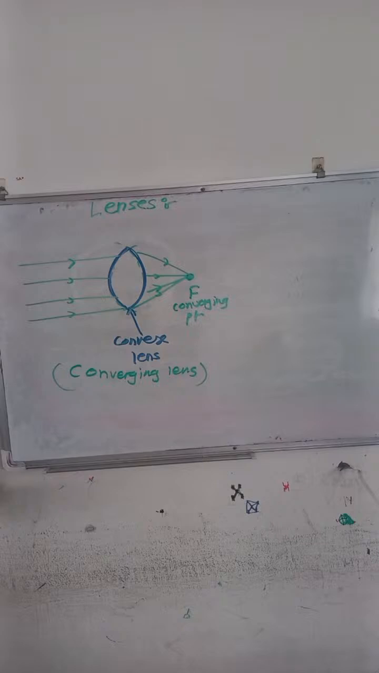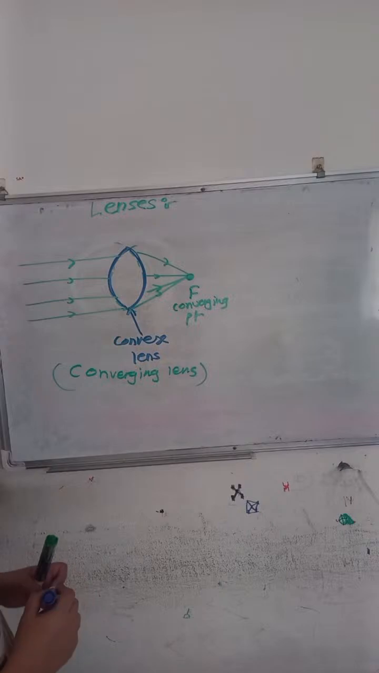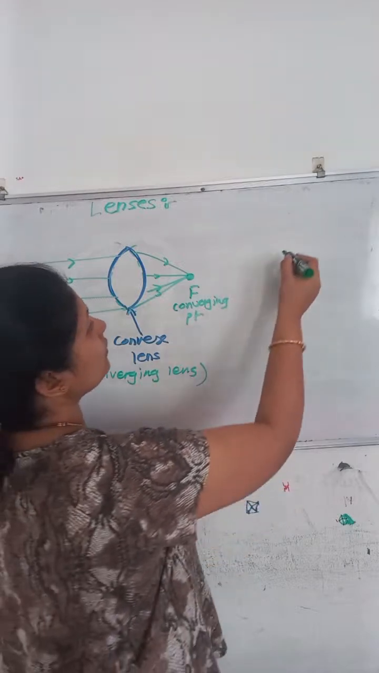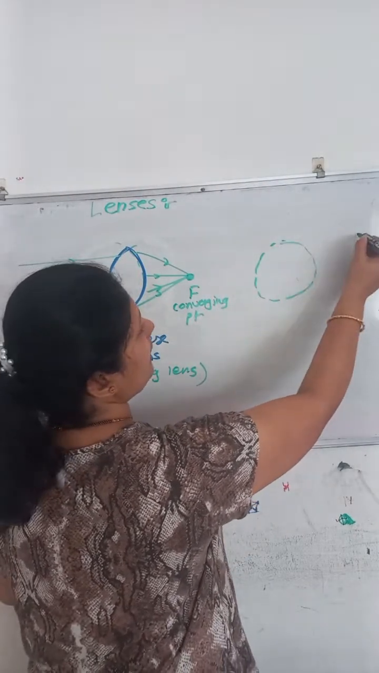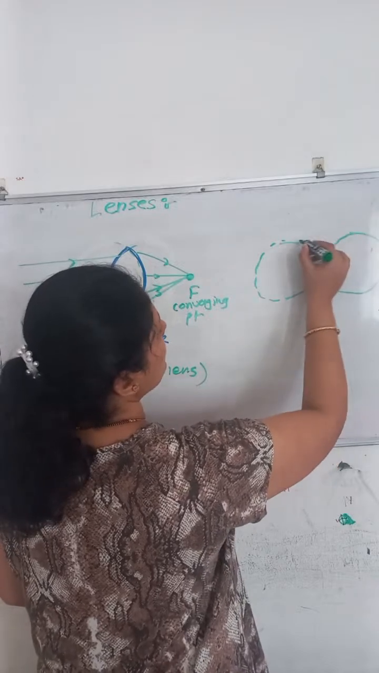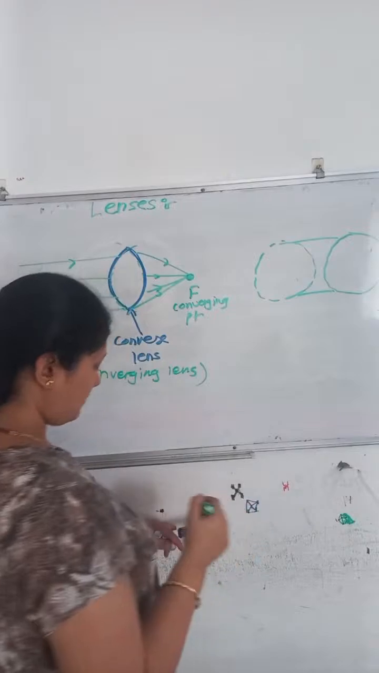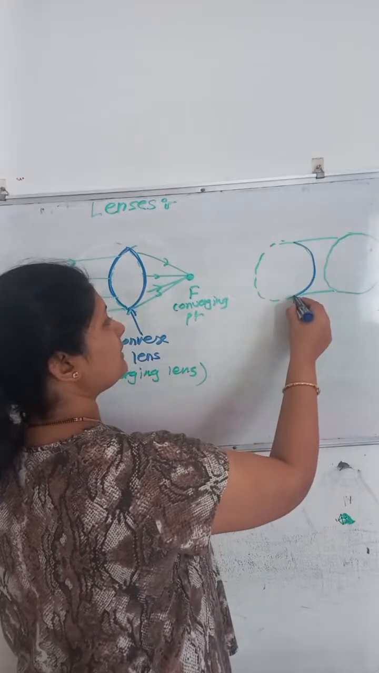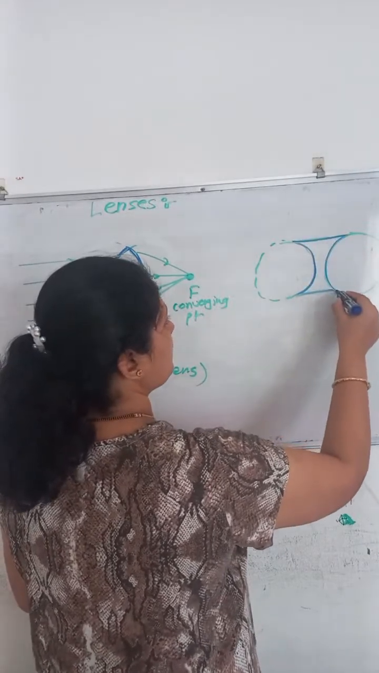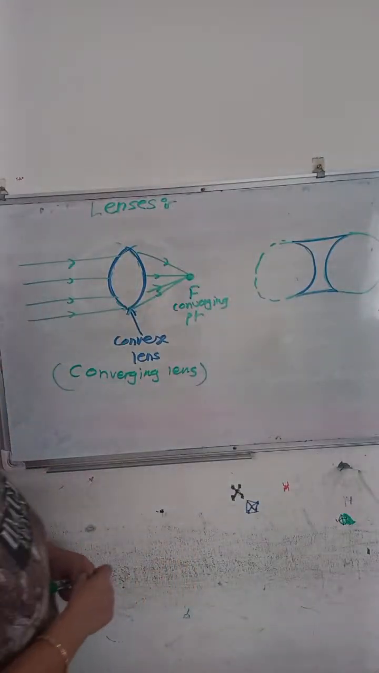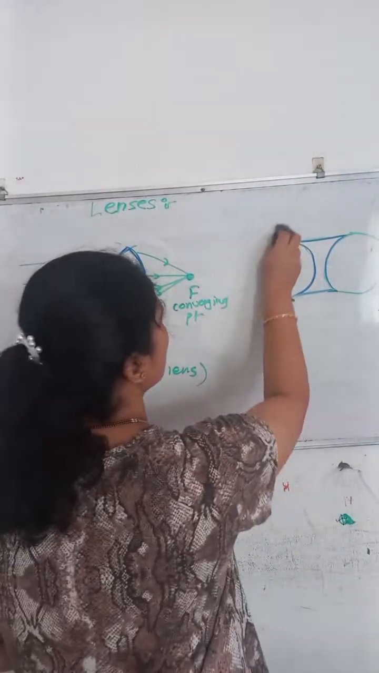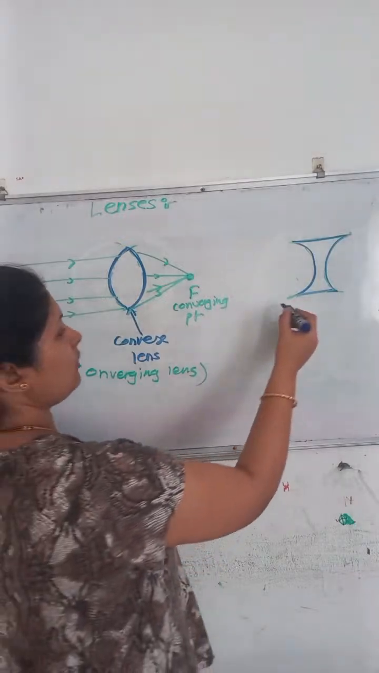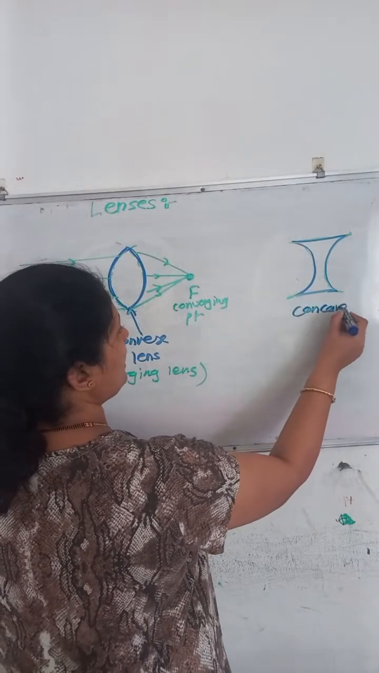Then we go to the next lens, that is the concave lens. Now suppose I have two spherical things and I keep them apart like this, and I fill the middle with glass or plastic. Can you see this part? This part is nothing but your concave lens. I will erase the remaining part. This is your concave lens.